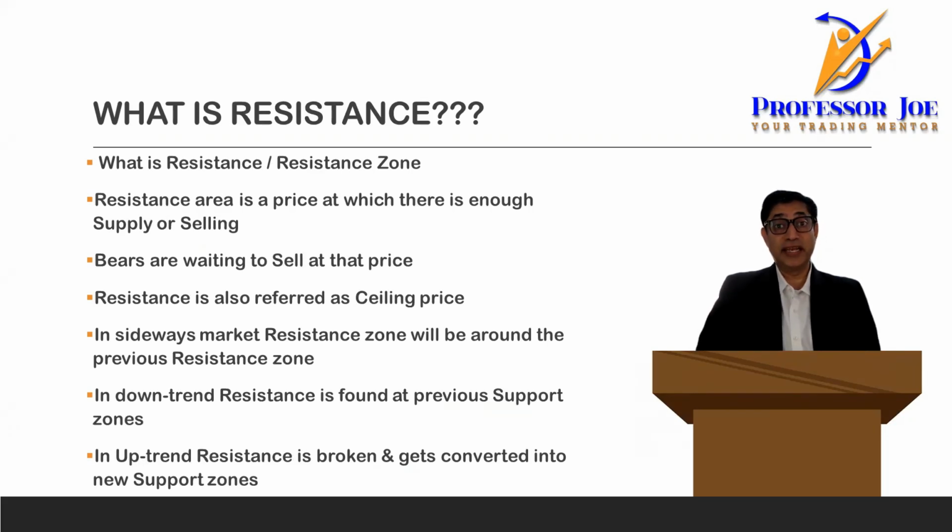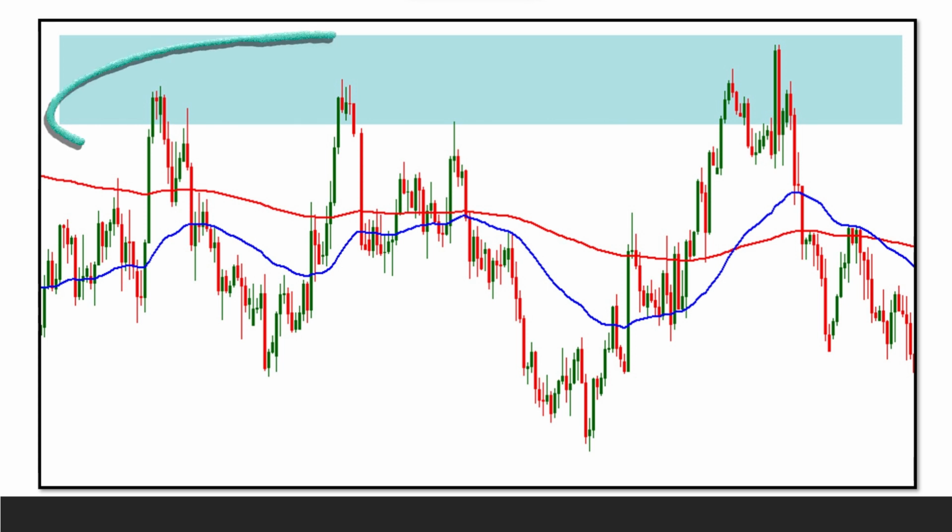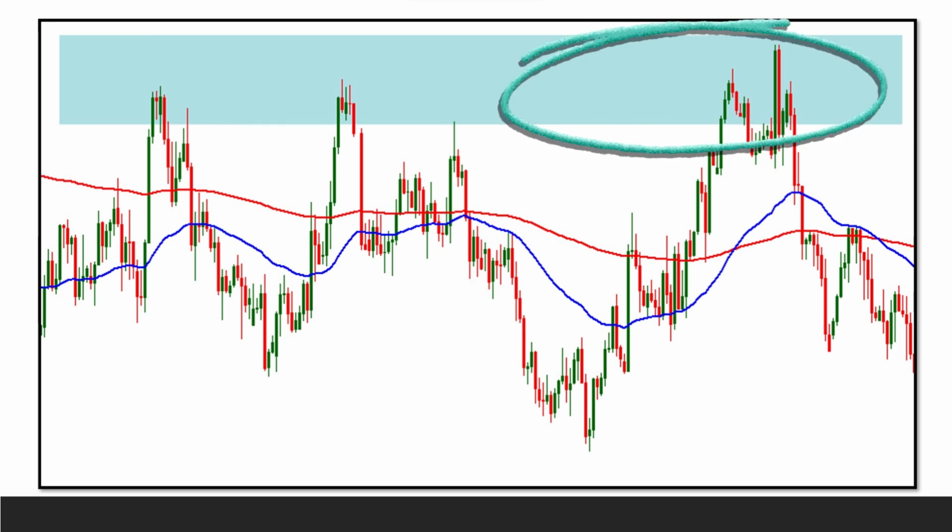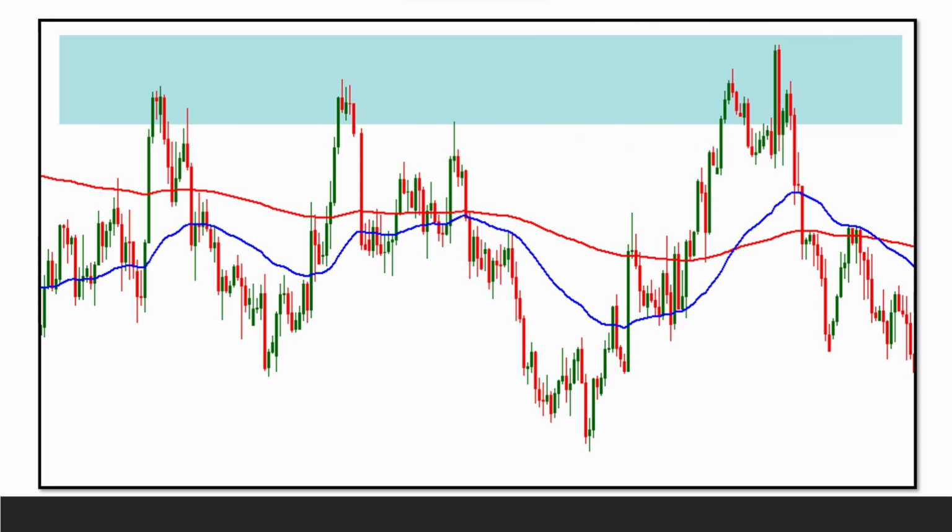Now let us look at the next important zone, which is called a resistance zone. Let us see how the resistance zone is identified on a chart. Like you can see on the chart, a resistance area is a price at which there is enough supply or sellers. Bears are waiting to sell at that particular price. Resistance is also referred to as the ceiling price, because if it is a strong resistance, the price will not break that area and go above it.